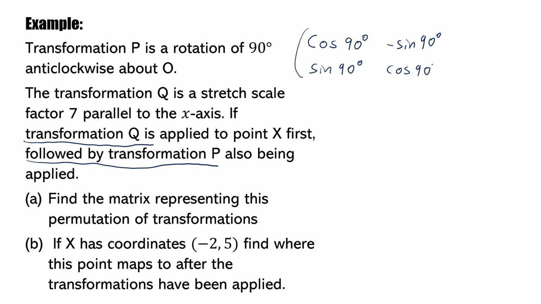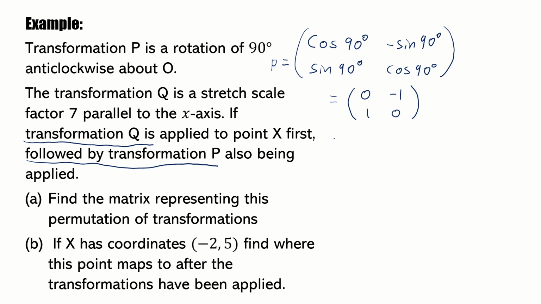And therefore, those are ultimately all numbers we can find. So P is just the matrix 0, minus 1, 1, 0. Lovely. Transformation Q is a stretch, scale factor 7, and it's parallel to the x-axis, importantly.